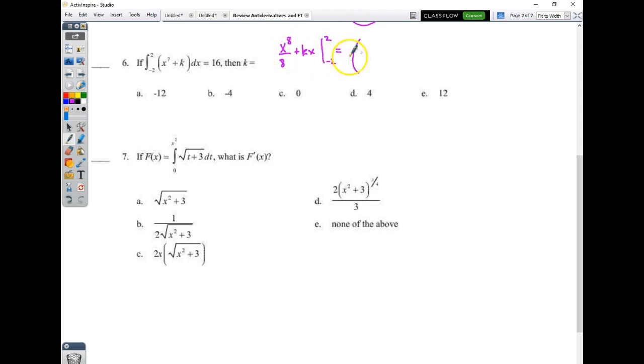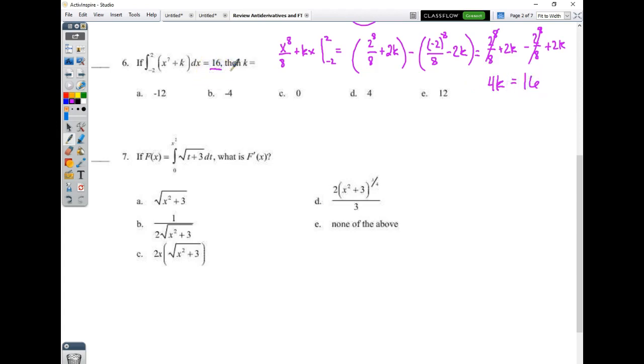So if I do that, replacing all the x's with 2, I'd get 2 to the 8th over 8 plus 2k, minus negative 2 to the 8th over 8, minus 2k. Negative 2 to the 8th is actually going to become a positive 2 to the 8th over 8, but because of the minus sign, we would get negative 2 to the 8th over 8, and we would get plus 2k. And you'll notice that the 2 to the 8th over 8 terms cancel, leaving me with 4k. And I know what that's supposed to equal. It should equal 16, making k equal to 4.